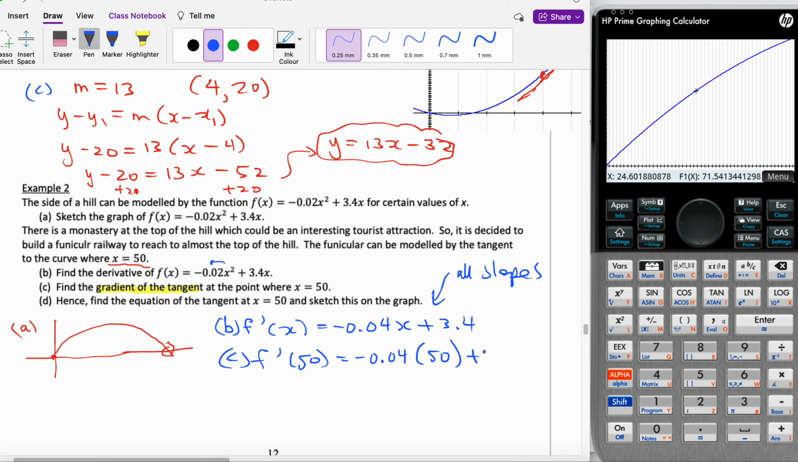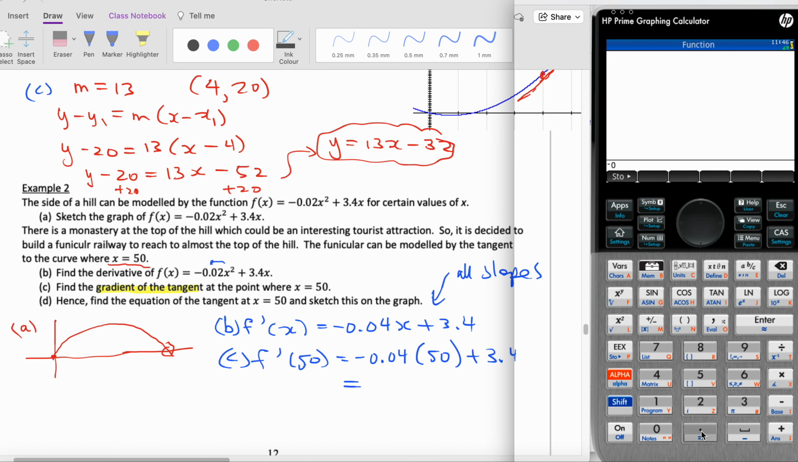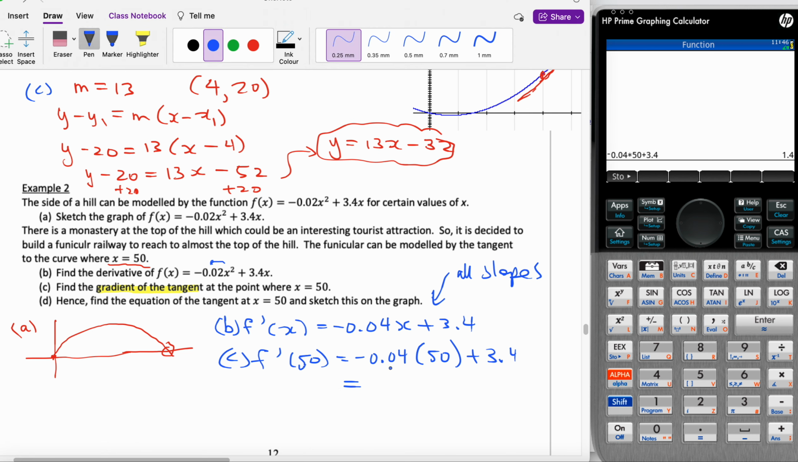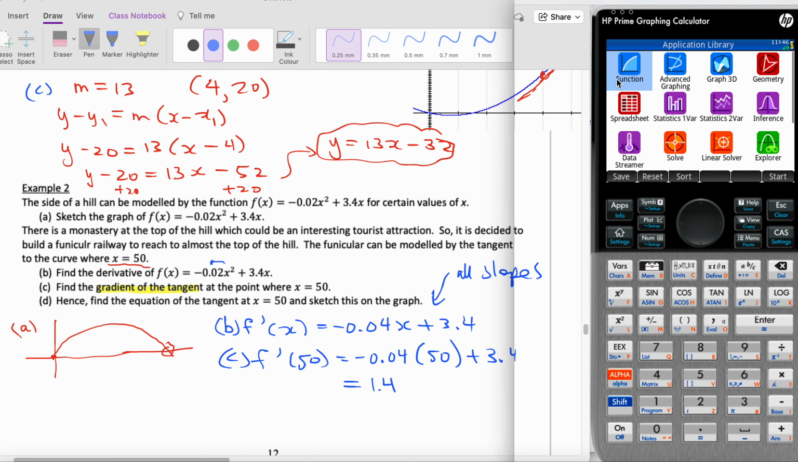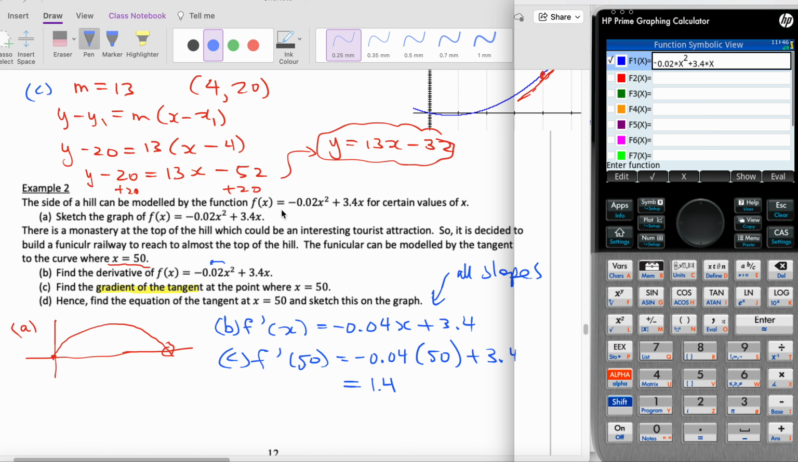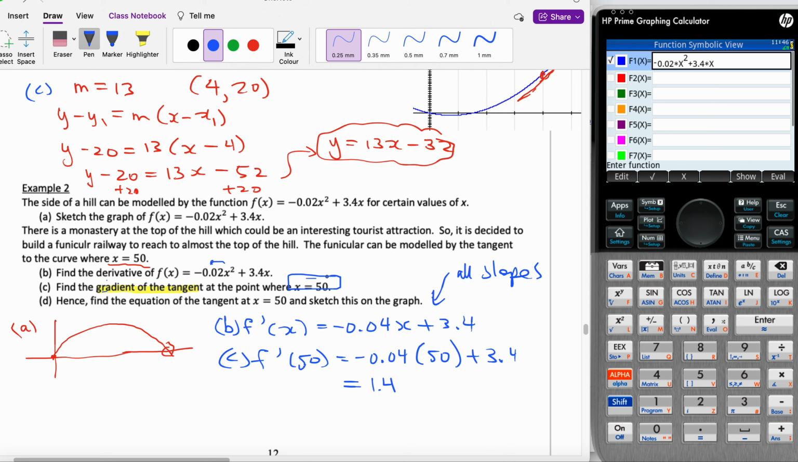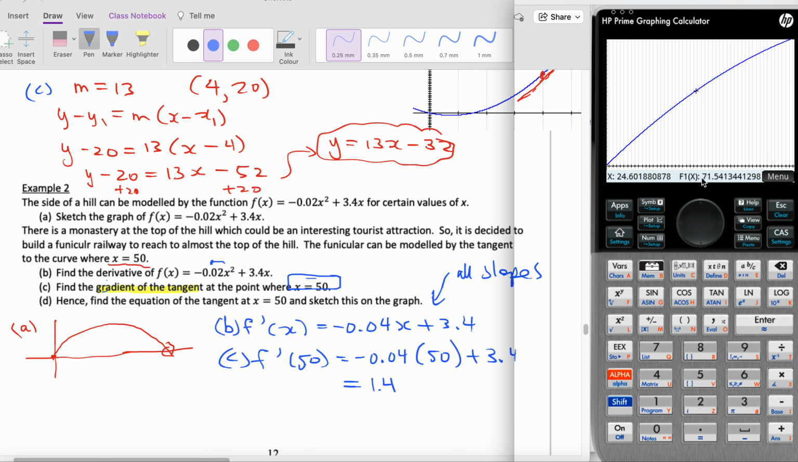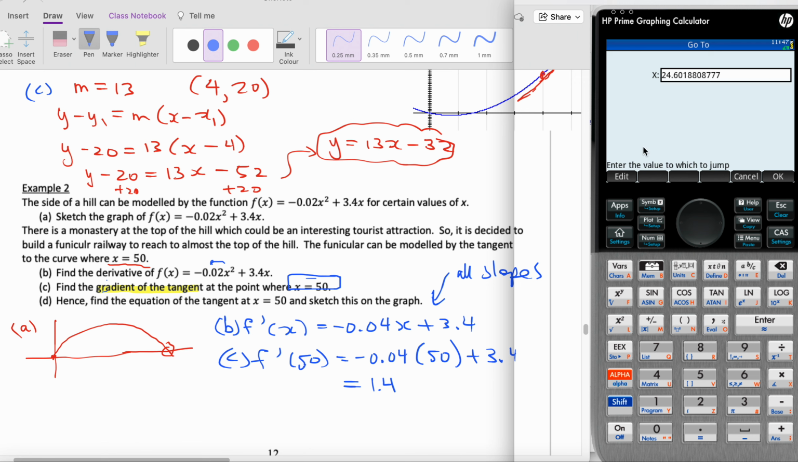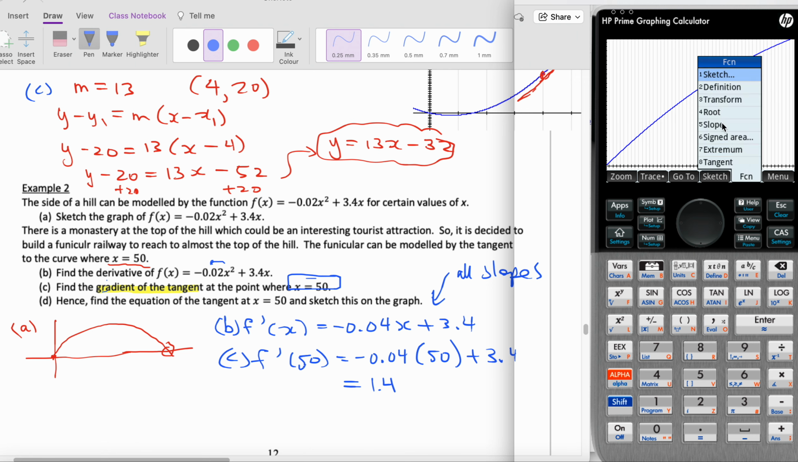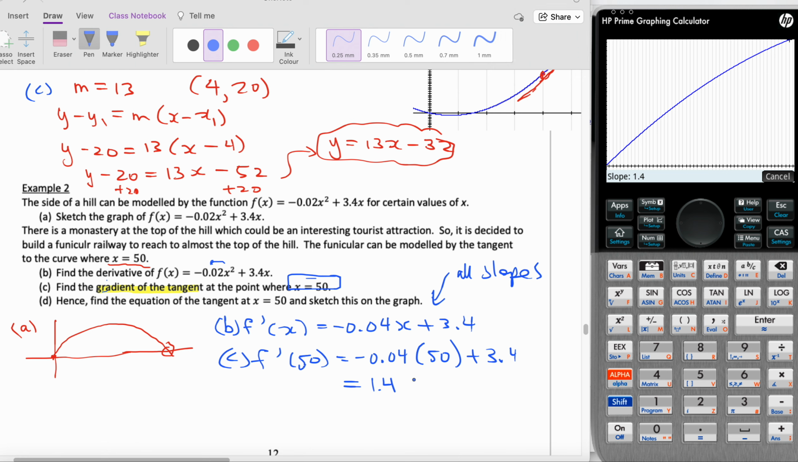So we're going to go negative 0.04 times 50 plus 3.4. Okay, 1.4. Just to show you that this is the same thing: if you're not asked to actually find the derivative, if the question just asks you for the slope of a tangent at a specific point, don't do it manually, okay? Just go to what you want, which in this case is 50. Then remember, you want your function, your slope, and there's the same answer, okay?